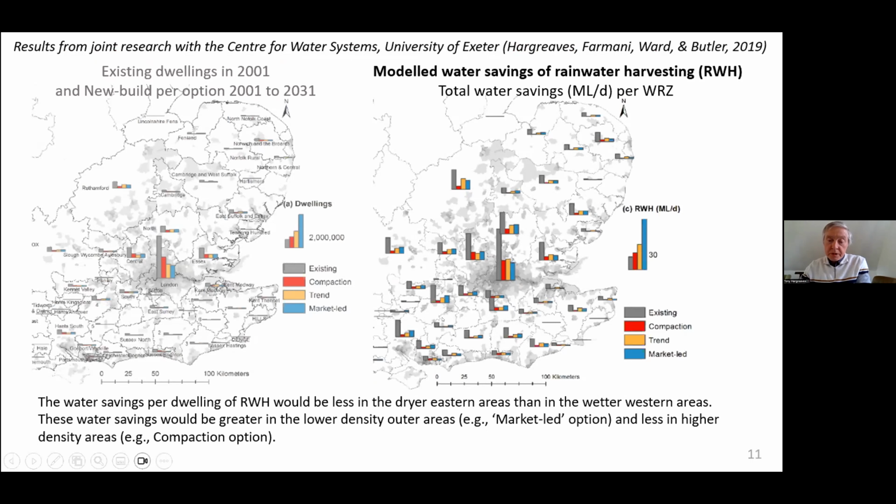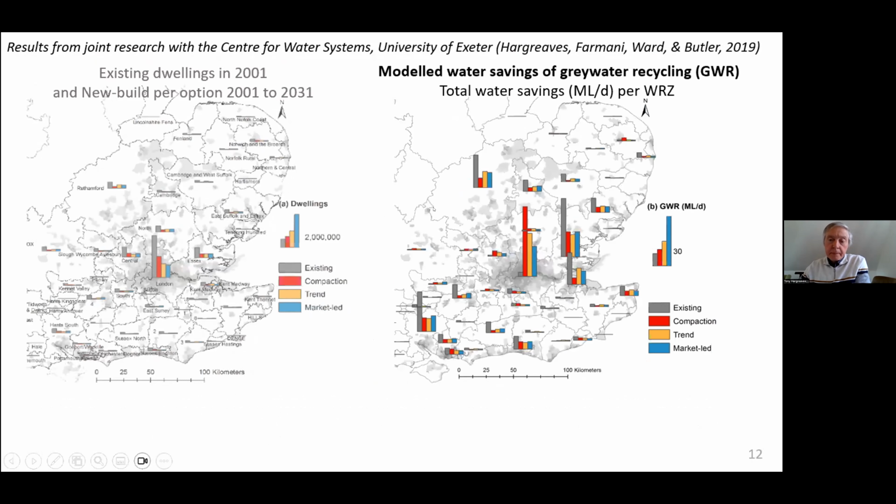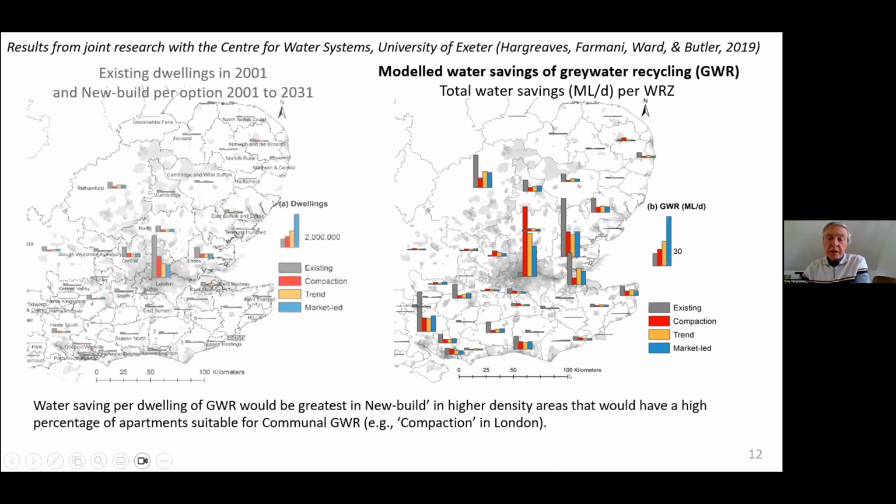Also, the water savings per dwelling would be greater for the market-led option because that tends to be lower density, and therefore the houses have more roof area per dwelling, and it would be correspondingly less for the compaction option. So this next one is a similar comparison for the grey water recycling. One thing you can see here is that the biggest savings would be for the compaction option, because most of those new dwellings would be apartment blocks, which would be suitable for communal systems, which would tend to be more cost effective than having individual systems per household.